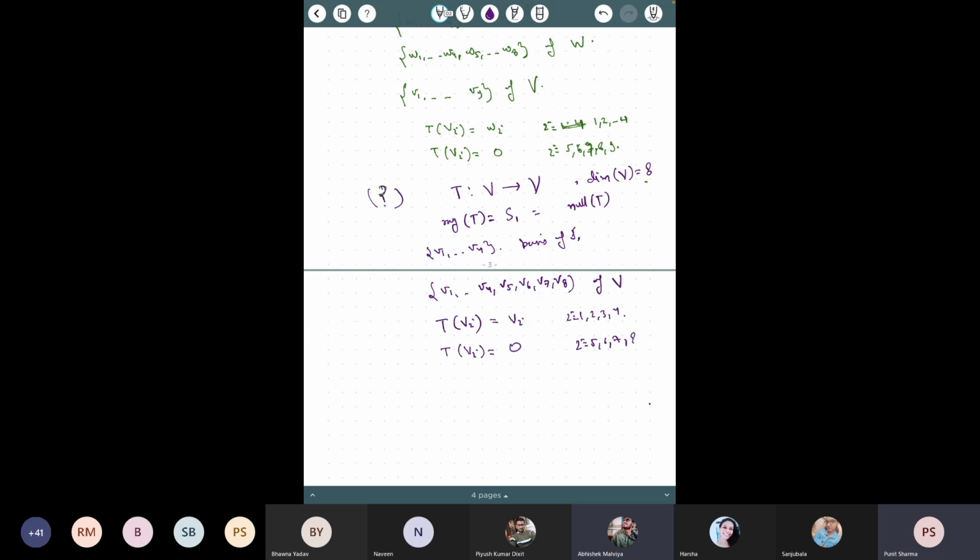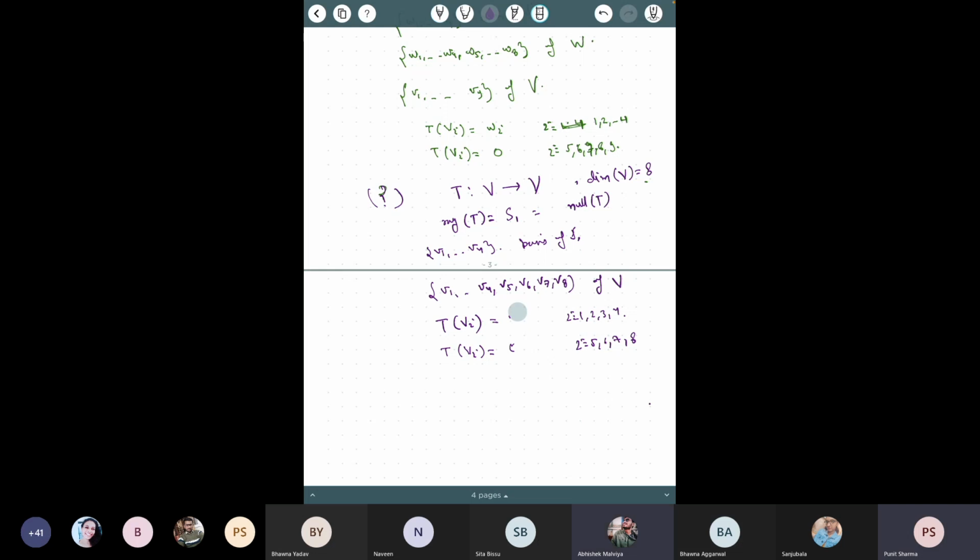So is it correct? Yes, sir. So this is not correct. Why is this not correct? Because the null space of T is not S1. Yes, sir, it's not S1. So then what do you need to modify here?